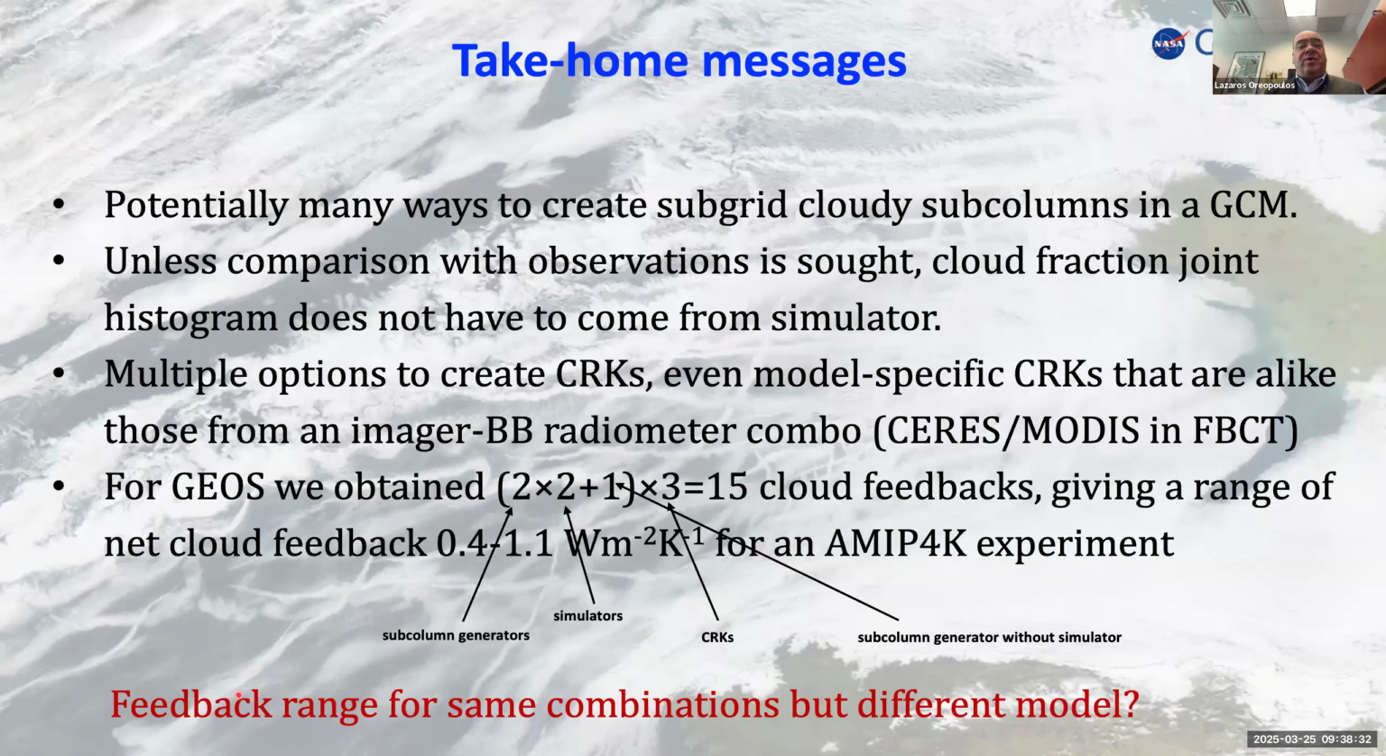So one question that remains is, if you were to use a different model with those, and you would apply those combinations, would you get a narrower or a wider range of feedbacks? Because both the creation of the histogram and the creation of the subcolumns depend basically on what the underlying mean cloud field is in the model. So I'm going to leave it at that. Thanks.